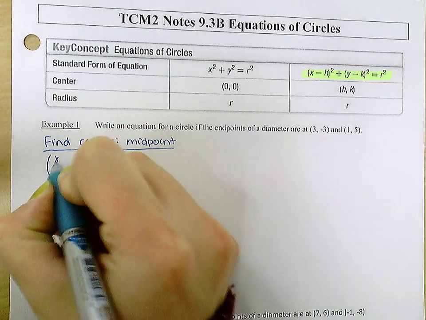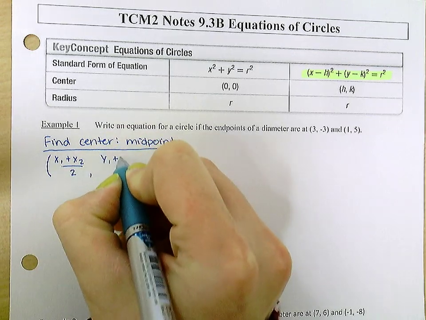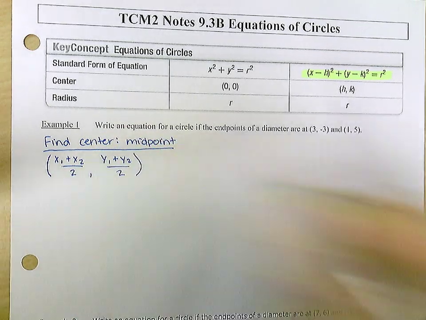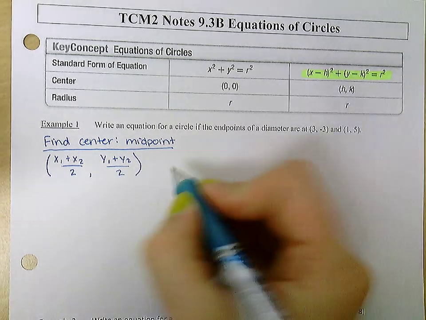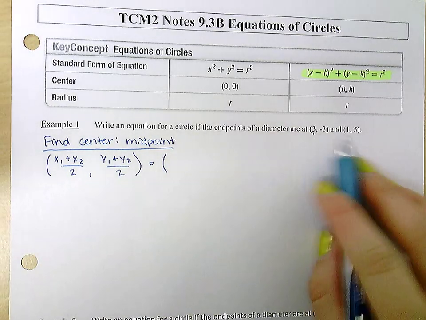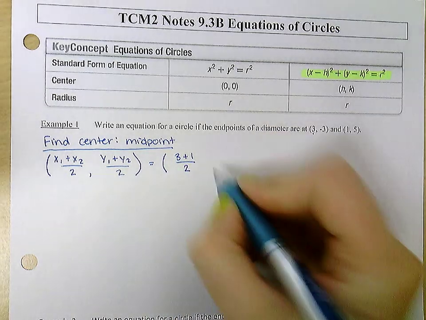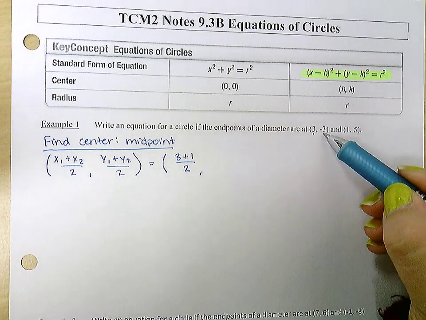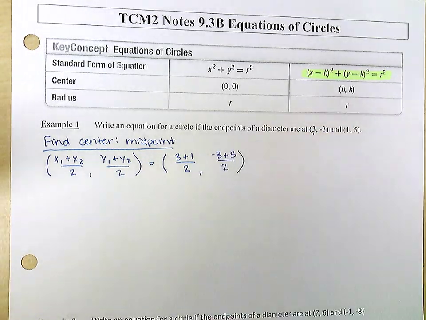To do that, we need to average our x's and average our y's. So add your 2 x's together, divide by 2. Add your 2 y's together, divide by 2. My 2 x values in my coordinates here are 3 and 1, so I'll add those, divide by 2. And my 2 y values are -3 and 5. Add those and divide by 2.